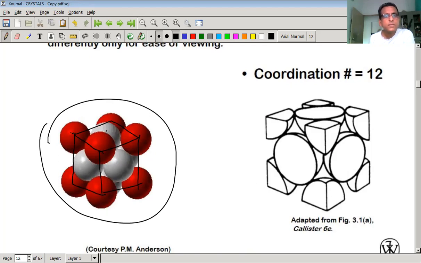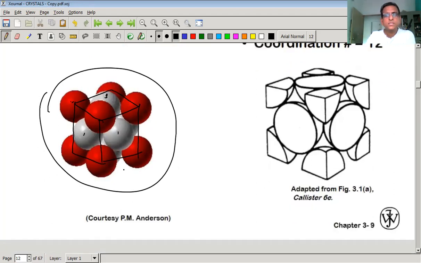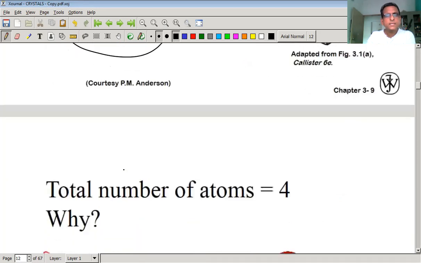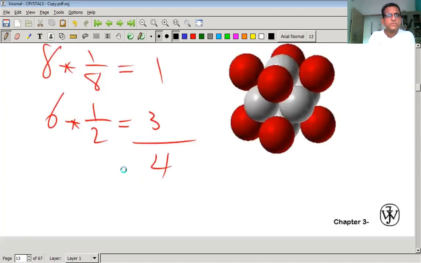So the white atoms happen to be on the center of each face. So there are 6 white atoms. They appear on the face centers of the cube, isn't it? So that's why the lattice is said to be a face-centered cubic lattice. And all this we have seen in the previous video.